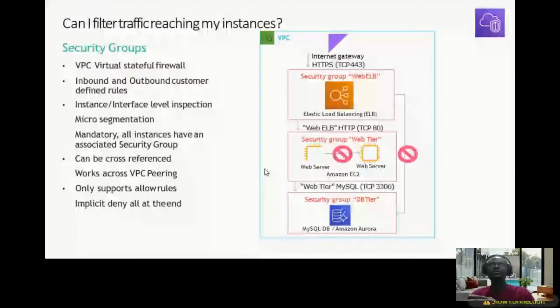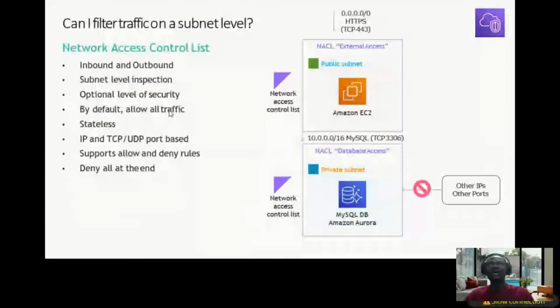So we jump to filtering traffic at the subnet level. That's where network access control comes in. Unlike security groups, which operate at the resource level and instance level, NACLs operate solely at the subnet level. Inbound and outbound traffic is blocked by default. Security groups are stateful, while NACLs, or network access control lists, are subnet level and stateless. They have allow and deny rules, with deny all at the end.